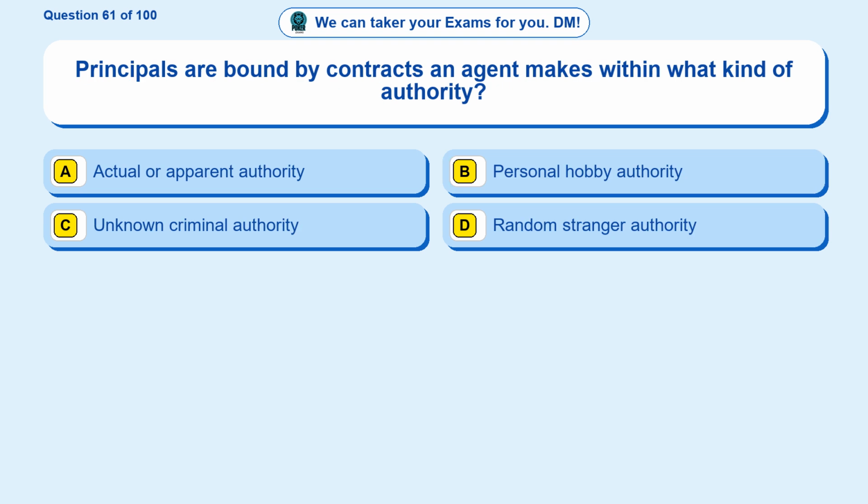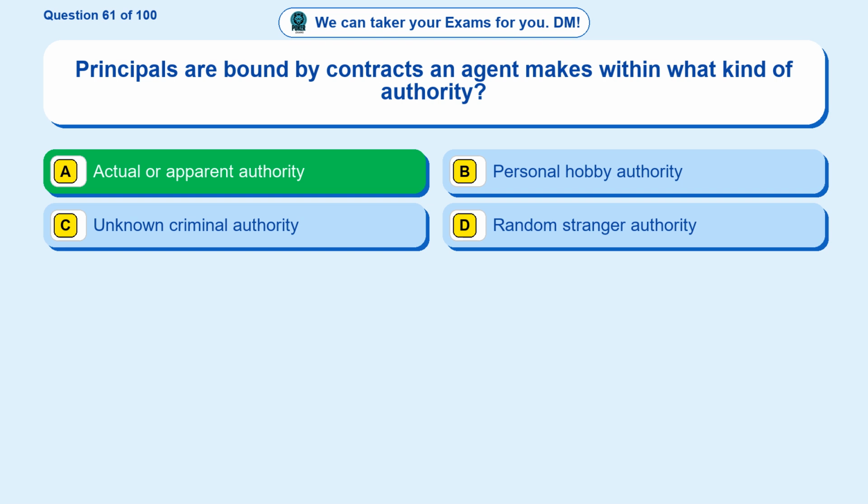Question 61. Principals are bound by contracts an agent makes within what kind of authority? Option A, actual or apparent authority. Option B, personal hobby authority. Option C, unknown criminal authority. Option D, random stranger authority.